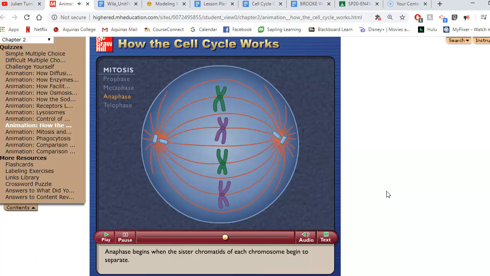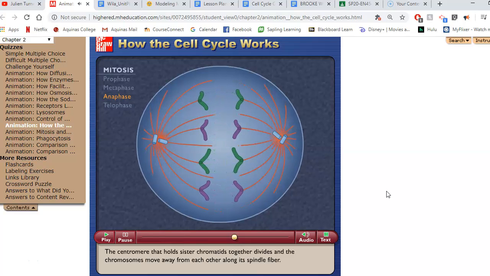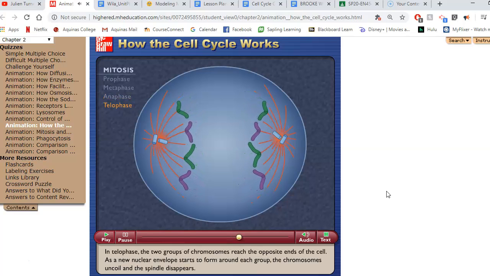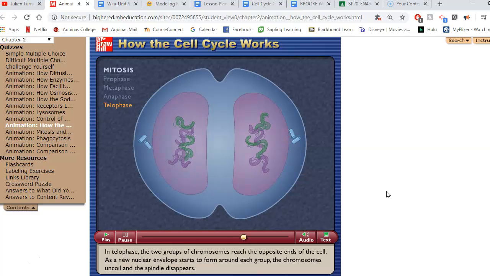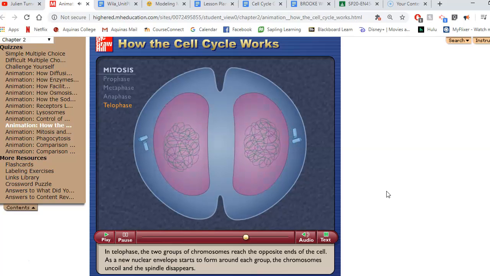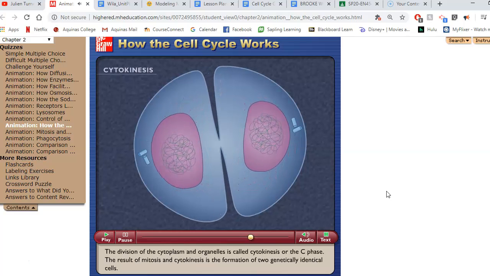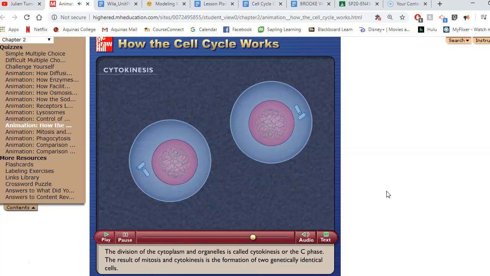Anaphase begins when the sister chromatids of each chromosome begin to separate. The centromere that holds sister chromatids together divides, and the chromosomes move away from each other along its spindle fiber. In telophase, the 2 groups of chromosomes reach the opposite ends of the cell. As a new nuclear envelope starts to form around each group, the chromosomes uncoil and the spindle disappears. The division of the cytoplasm and organelles is called cytokinesis, or the C phase. The result of mitosis and cytokinesis is the formation of 2 genetically identical cells.